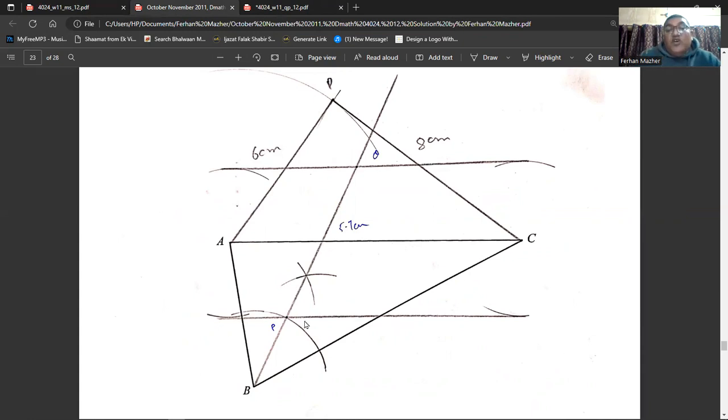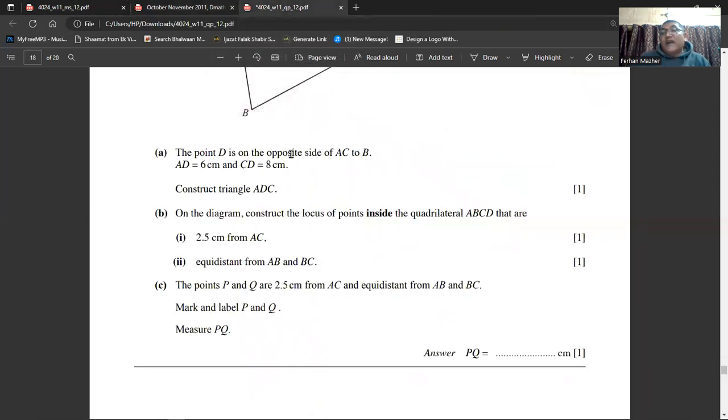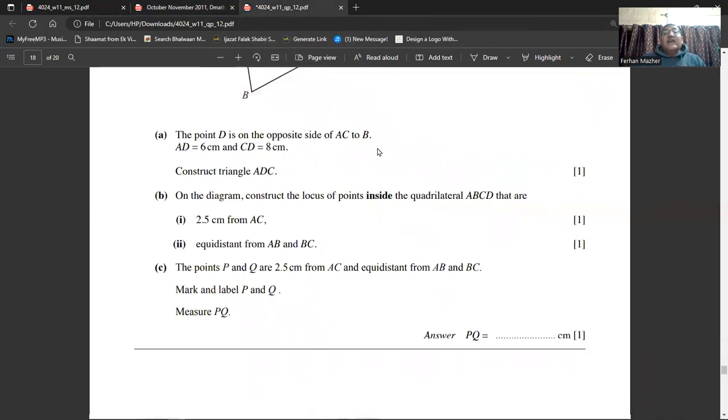Another tangent can be drawn on this lower side. So this line will be also 2.5 centimeter always from the AC. I hope you understand how we draw 2.5 centimeter from AC. That will be two lines which are parallel to the AC at a constant distance of 2.5.